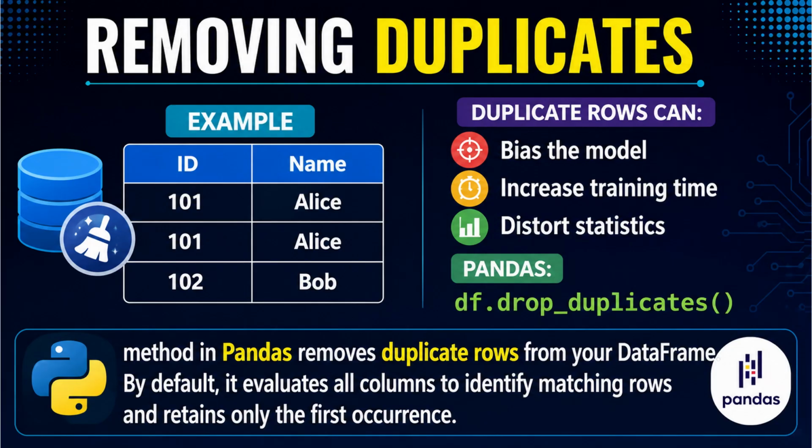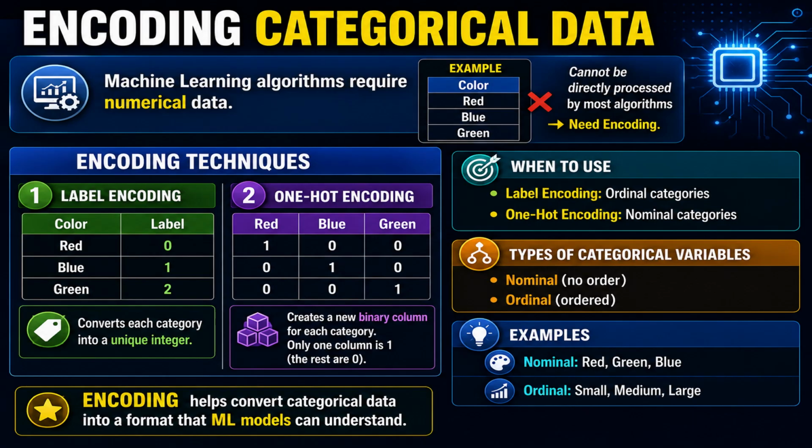We have drop_duplicates. Then encoding categorical data. Machine learning algorithms require numerical data. So if you have an example, color: red, blue, green, it cannot be directly processed by machine learning. So you need encoding, and there are a lot of encoding techniques. One is label encoding. So you have red, blue, green, and you convert each category into an integer. Or one hot encoding, where there is a new binary column for each of the categories.